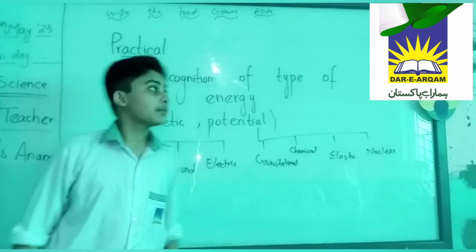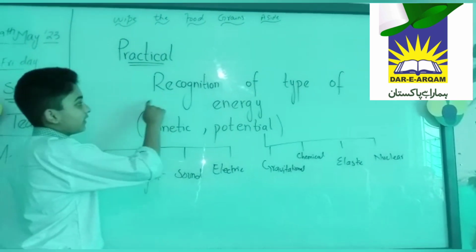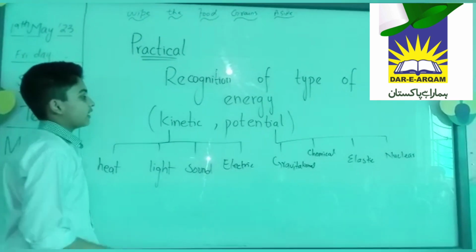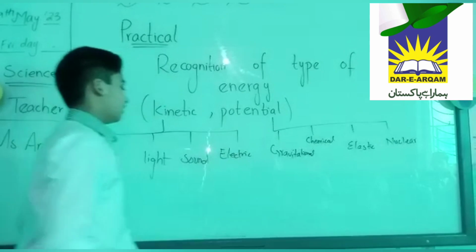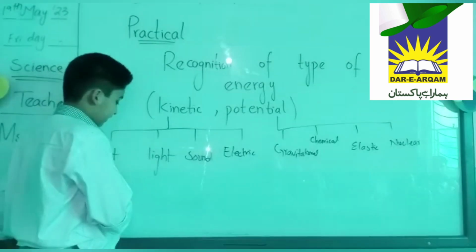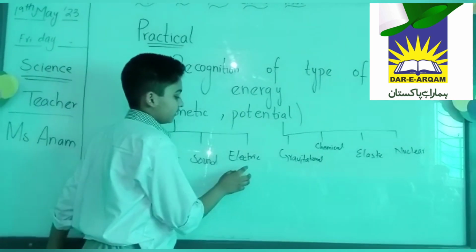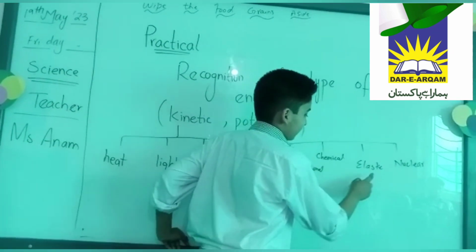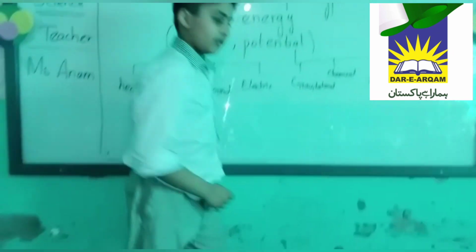Today I start with my practical. The topic is recognition of types of energy. There are two types of energy: kinetic and potential. Kinetic has four types: heat, light, sound, and electrical. Potential: gravitational, chemical, elastic, and nuclear.